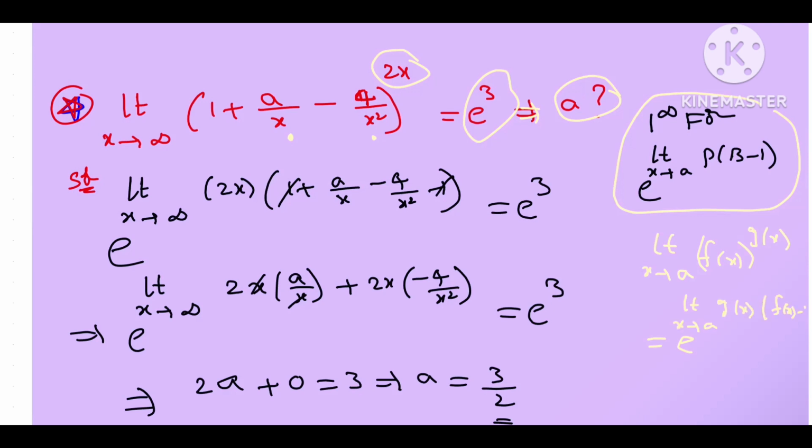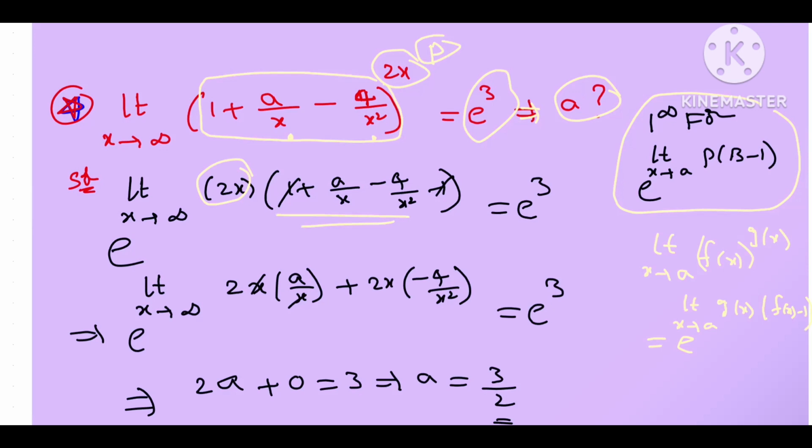So e power limit x tends to infinity. What is the power here? 2x. What is the base here? 1 plus a by x minus 4 by x square. Power into base minus 1, is equal to e to the power 3. So here plus 1 minus 1 get cancelled.